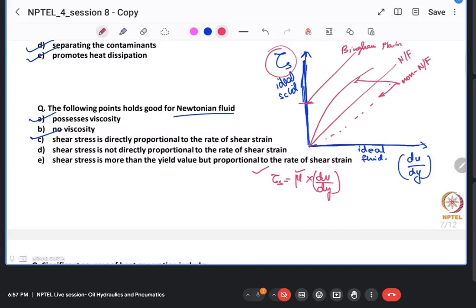What is this particular value of tau s? That is the yield value. So this is the particular option for Bingham plastic. An example can be the toothpaste that we are using. You need to apply a certain level of stress to allow the flow to happen, to extrude it from the tube. So that can be one practical example.